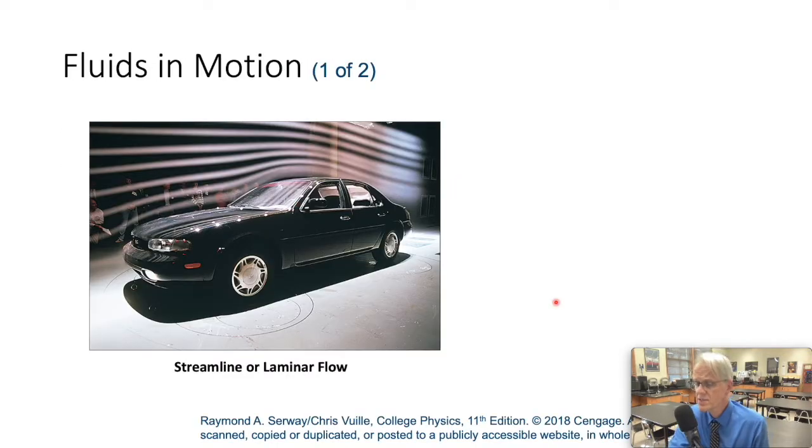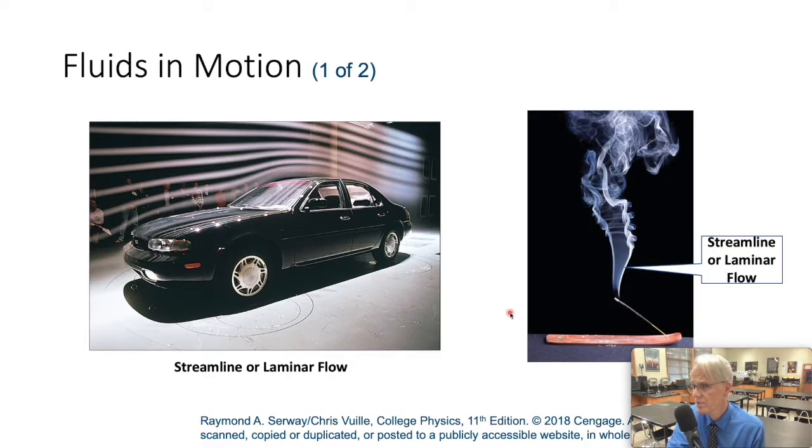So there's two different types of fluid flow, streamline or laminar flow, and then there's turbulent. With streamline, every particle moves along exactly the same smooth path as the previous. These streamlines don't cross. And the streamlines tell us the direction of the fluid flow.